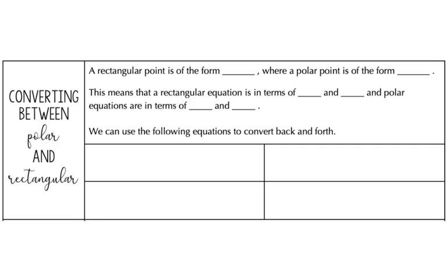When we're going to convert between polar and rectangular, we know that rectangular is in the form of x comma y, where polar is in the form r comma theta. Even though I like to think of the angle first and then the radius, it's always written in this fashion, r comma theta. Just like we don't say y comma x, we say x comma y, okay? And then it says this means that the rectangular equation is in terms of x and y, and the polar equation is in terms of r's and thetas, okay?